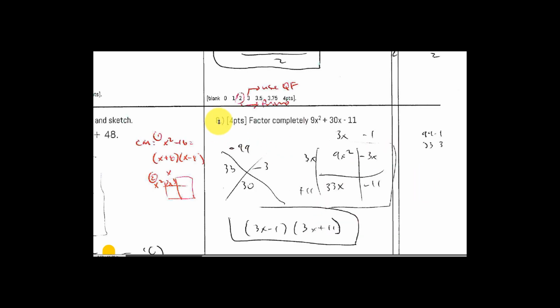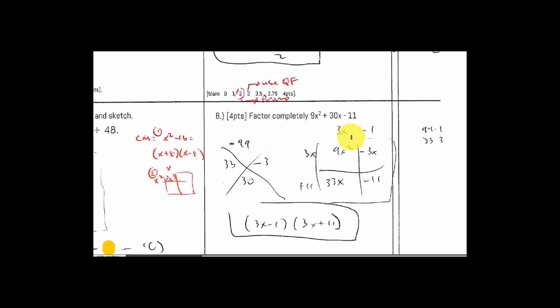And last problem, number 8, factor completely. So trinomial 1, 2, 3. You should recognize half of 2 is 1. So you can use your X-box. Long, it's difficult, but you can do it. Let's do it.